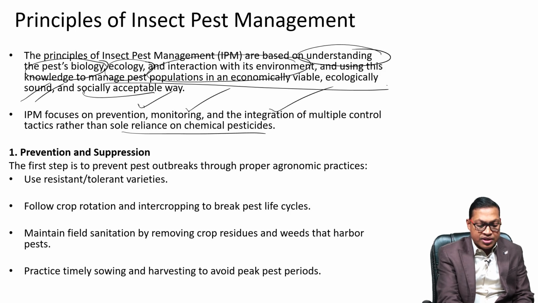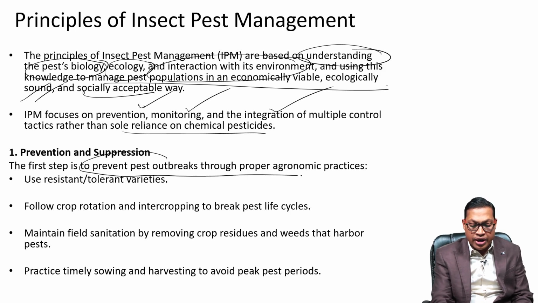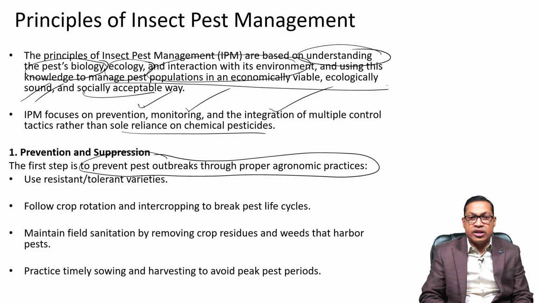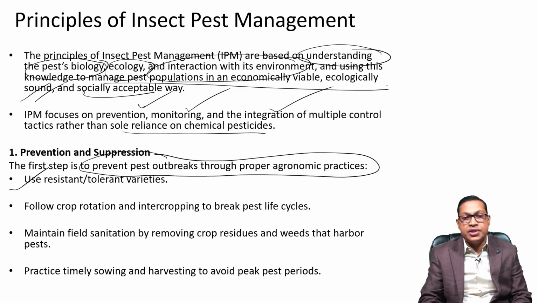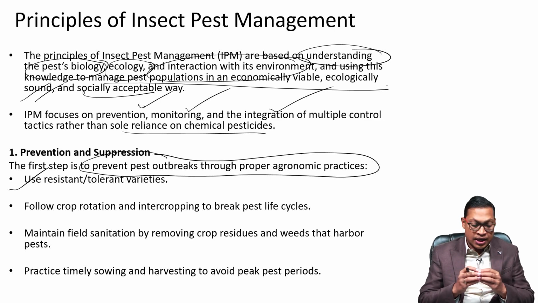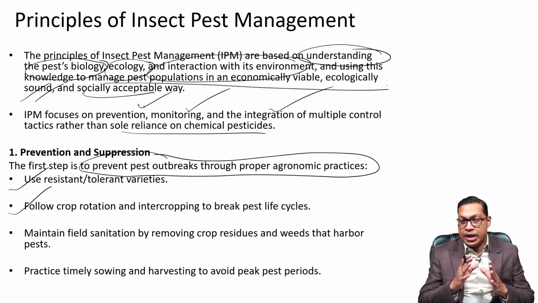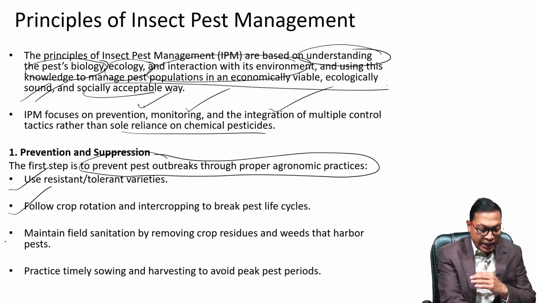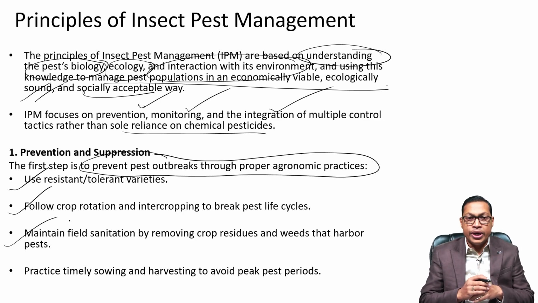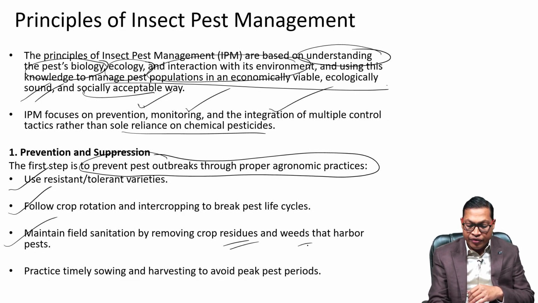In the first step, to prevent pest outbreaks, we can go for different type of agronomic practices. We have to use some resistant or tolerant variety against insect pest attack, then follow crop rotation and intercropping, so that the life cycle of insect pest can be broken easily. Then maintain field sanitation by removing the crop residue and weeds that harbor the insect pest. They provide shelter to survive those type of pests.